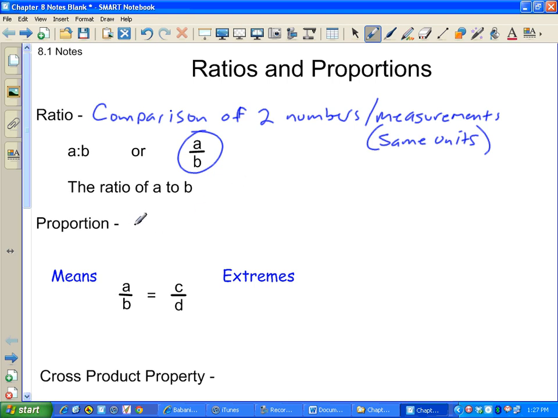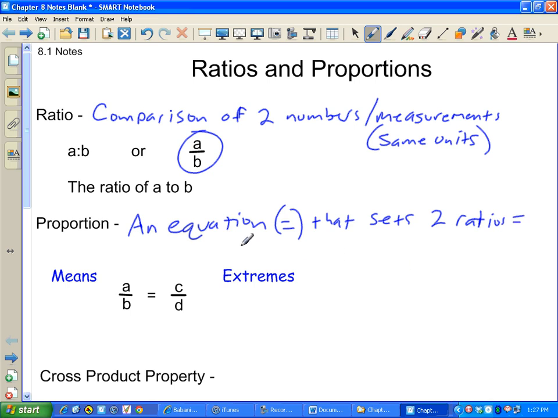A proportion is an equation that equates two ratios. So an equation, which means there's an equal sign, that sets two ratios equal. So if you have a fraction equals a fraction, that's a proportion.